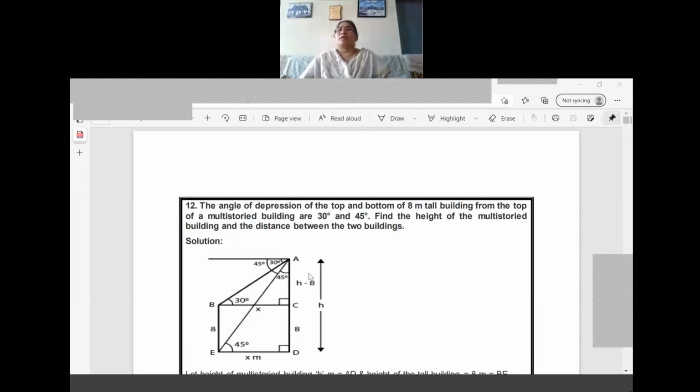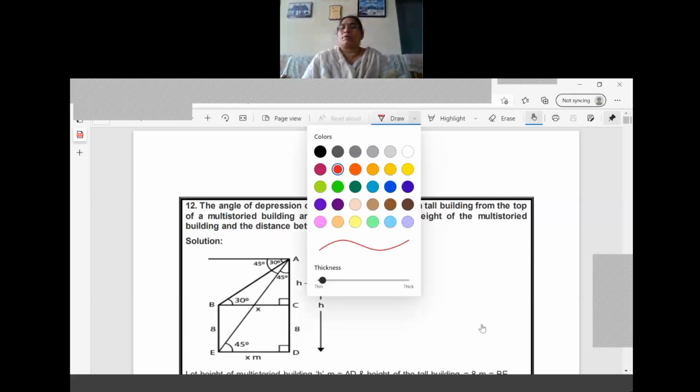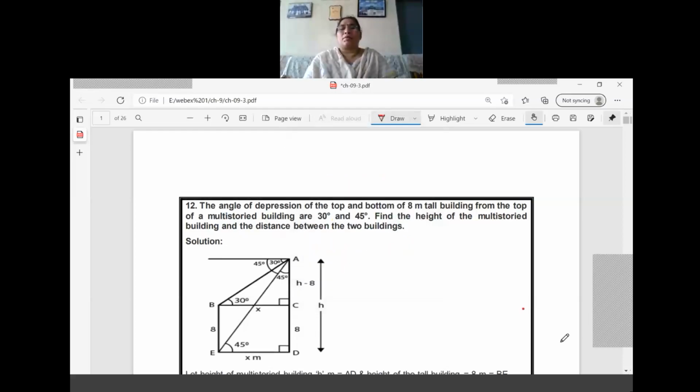Today's class we can start. The angle of depression of the top and bottom of an 8-meter tall building. So from this only up to here, whatever you have read, according to that you have to start drawing the diagram. It is given that the angle of depression of the top and bottom of an 8-meter tall building from the top of a multi-story building.